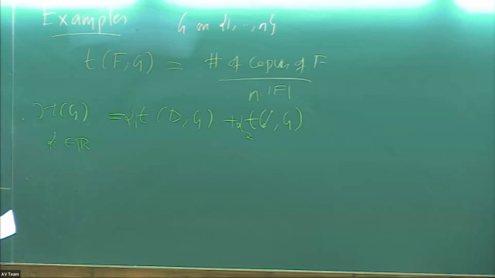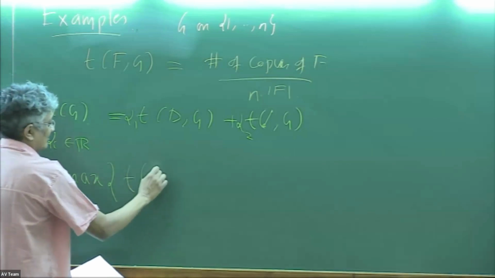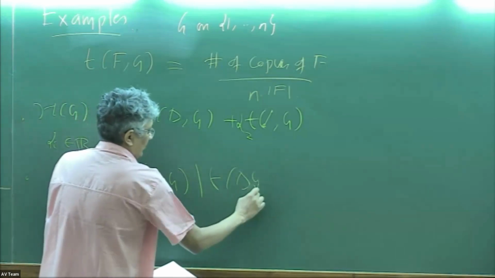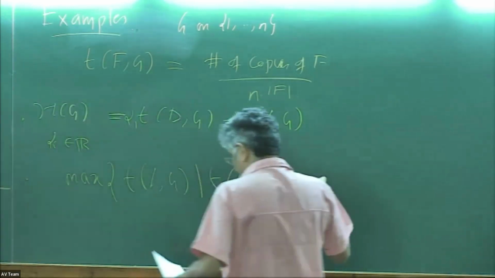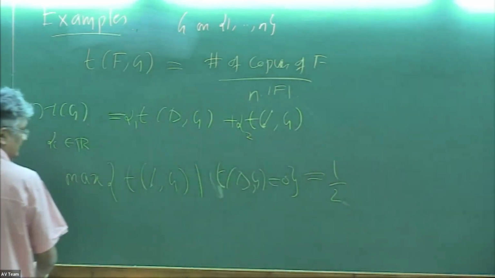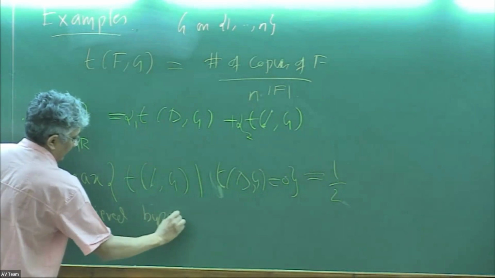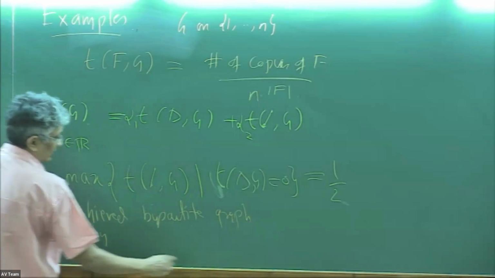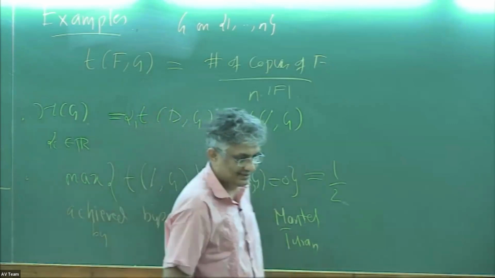Let's say, I don't know how to prove this theorem, but let's say this is the Mantel-Turán theorem, where you maximize the edge density, given that the triangle density is zero. This is 1 over 16, or 1 over 2. And this is achieved by the graph that is bipartite. And I think this is called the Mantel-Turán theorem. Some examples like this, just have a favorite example in mind.